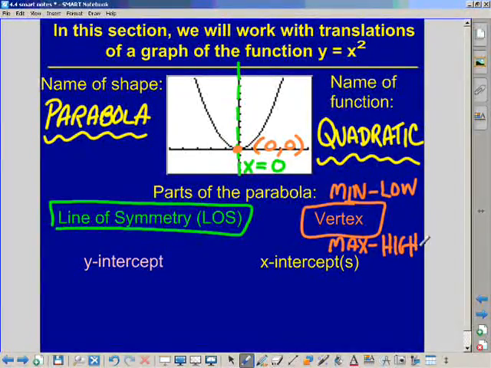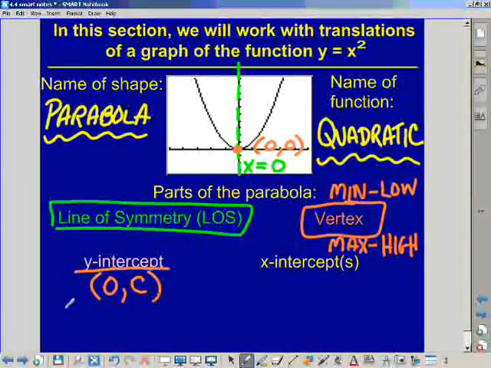All right, other parts of the parabola that are sort of important. We have the y-intercept and the x-intercepts. And basically, those are kind of easy. The y-intercept is the point at which it strikes the y-axis. We'll call it 0, c. It's where it hits the y-axis.